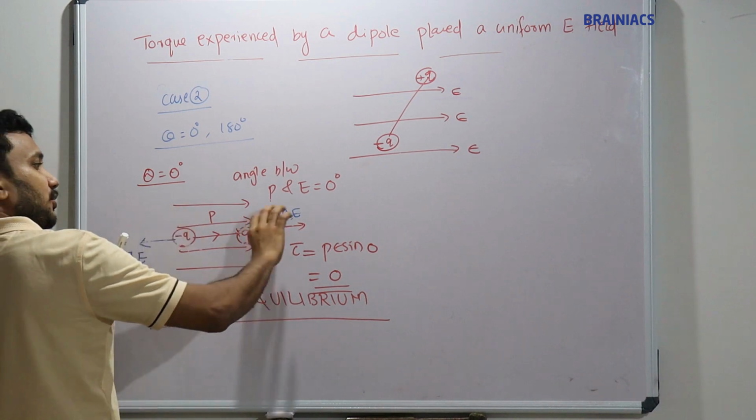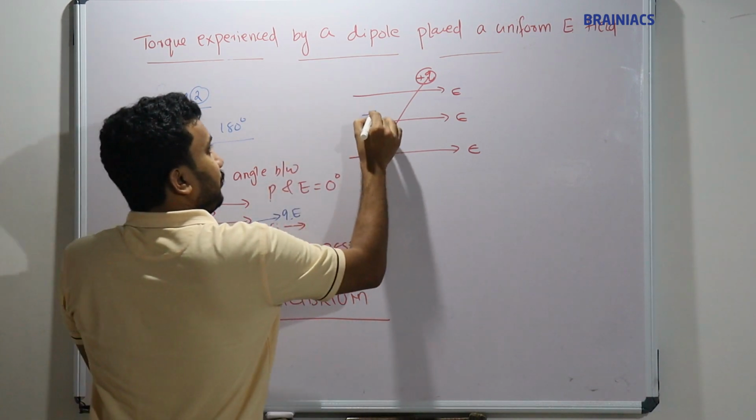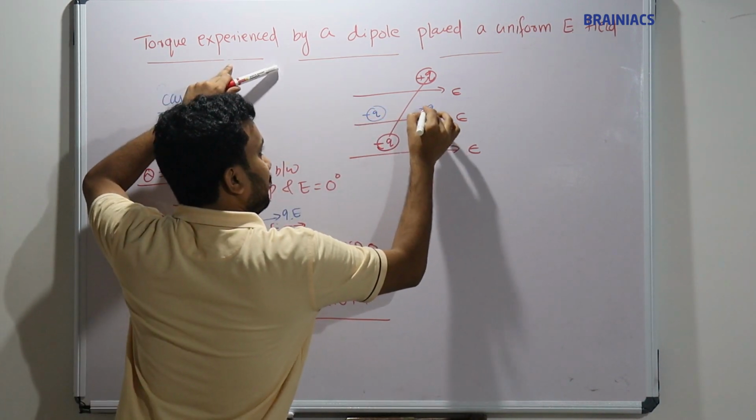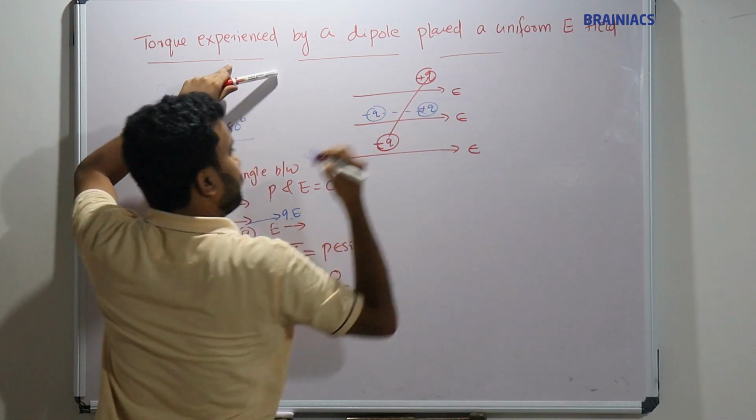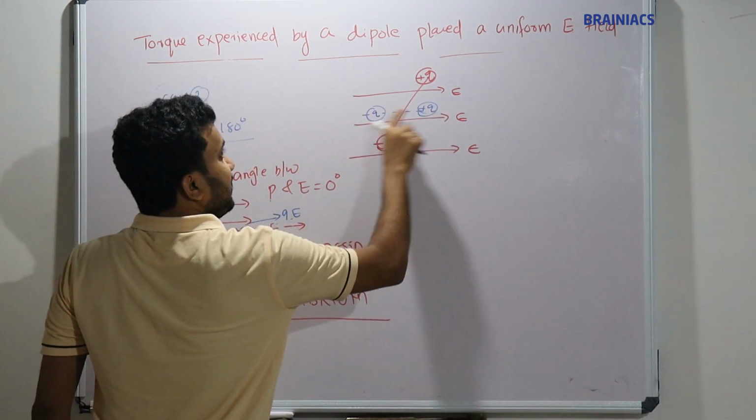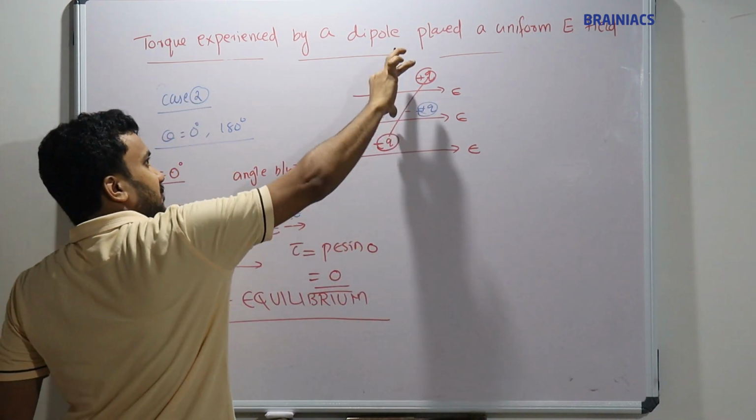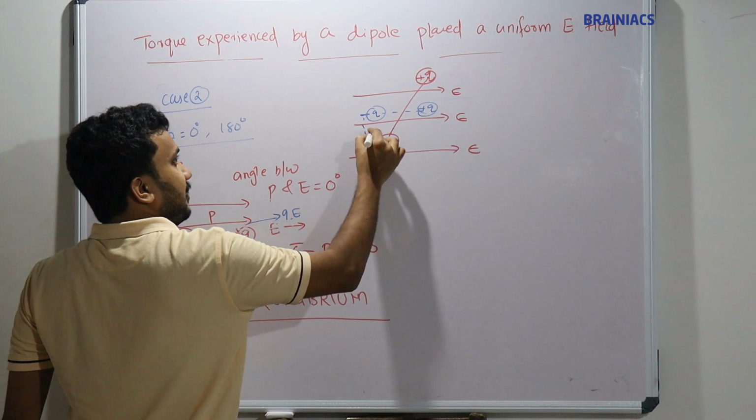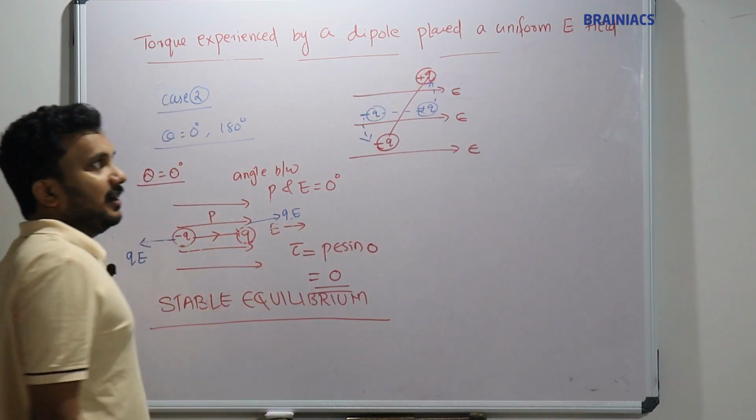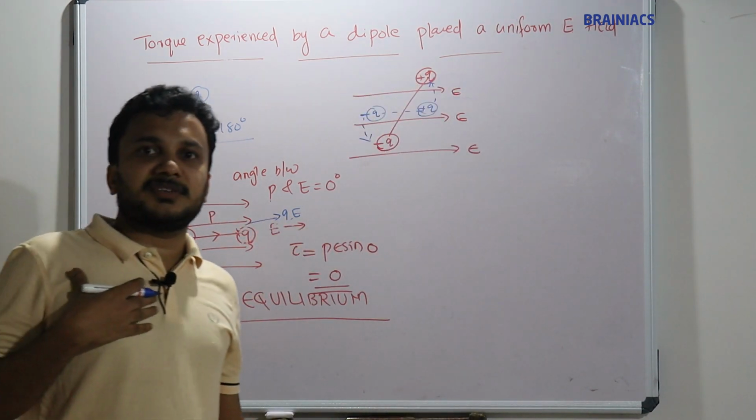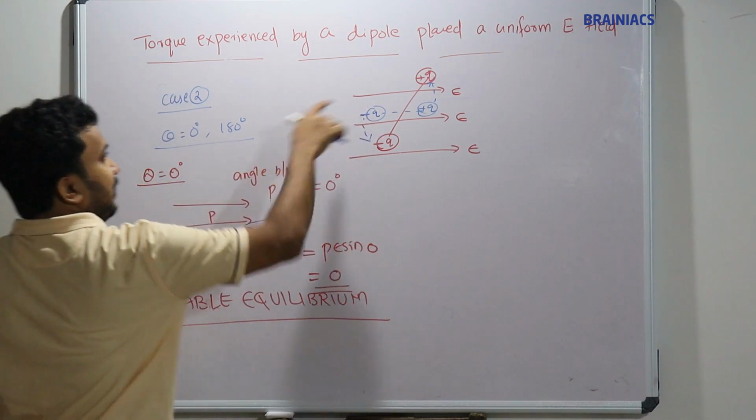What is the initial position of the dipole? The initial position of the dipole is like this. I am going to draw it in blue color. So this blue is the initial position of the dipole, minus here, plus here. Now I change it like this, which means I rotated the dipole. I gave some force and rotated it like this.